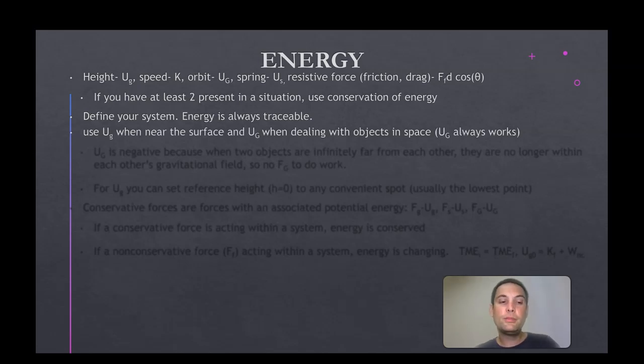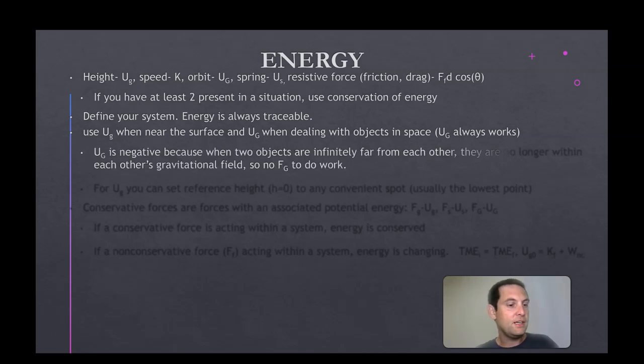We're going to use U sub little g when we're near the surface of a planet or star or asteroid. And we're going to use U sub big G when we're dealing with big objects in space. Big G, big stuff. U_G will always work. It just turns out that U sub little g is usually a bit more convenient for us.